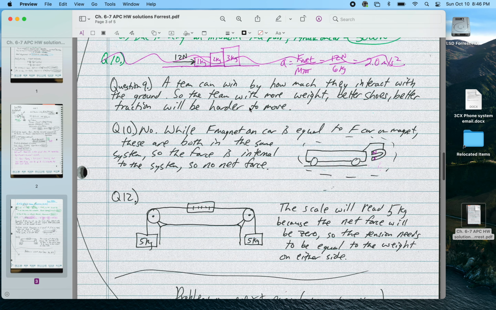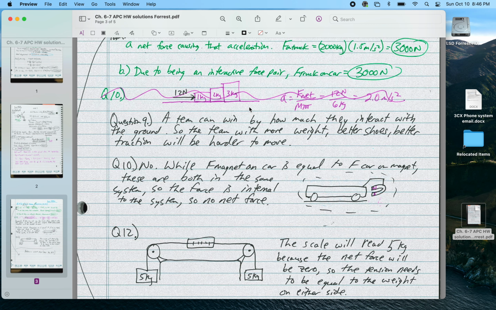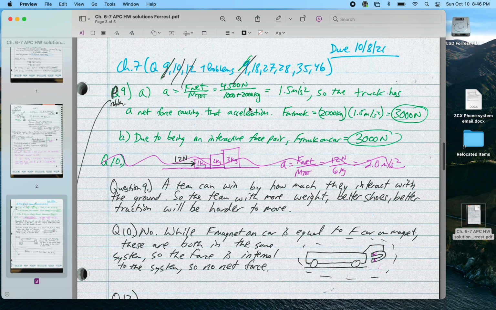Question 9, tug of war team can win by how much they interact with the ground. So the friction and the weight they have, which causes a normal force of the ground, would benefit a winning team. For problem 9, you've got a car pushing a truck.